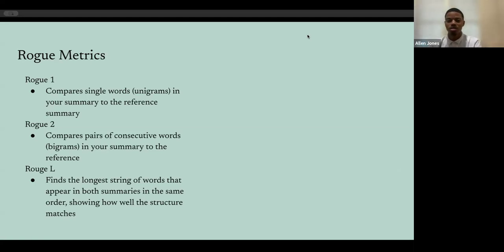And the way we got our reference summary is we took every PDF in our data set and put it into ChatGPT and got question-answer pairs for each one. It was 2 objective questions and 2 subjective, and we did that for each PDF in our data set. And then we compared that to what our LLMs came up with for each one. So ROUGE-1 compares single words to this reference summary. ROUGE-2 compares consecutive words to the summary. And then ROUGE-L finds the longest string of words that appear in both in the same order.